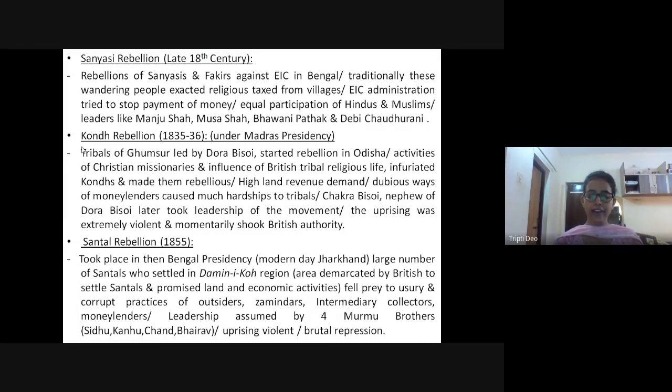Moreover, the high land revenue demand and the dubious ways of moneylenders caused much hardship to the tribals. Chakra Bisoi, the nephew of Dora Bisoi, later took leadership of the movement. The uprising was extremely violent and it momentarily shook the British authority. So Kohn's rebellion is a very important rebellion that you must look at in detail. I don't have enough time, so I'm extremely sorry for not being able to discuss these very significant rebellions in detail. Now let's move to the Santal rebellion, which took place in about 1855.